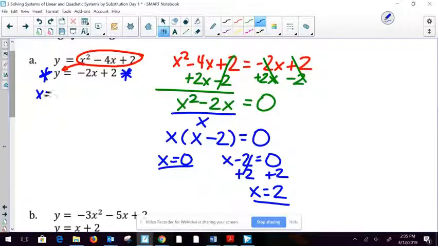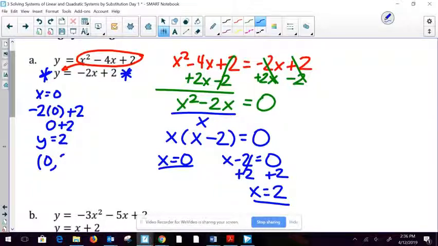So for x equals 0, I have negative 2 times 0 plus 2. Now you can enter that exactly as it appears in your calculator, or we can use a little bit of mental math. What's negative 2 times 0? Right, it's 0 plus 2, so y is equal to 2. Good. So my first place where the parabola and the line would intersect is at the point 0, 2.